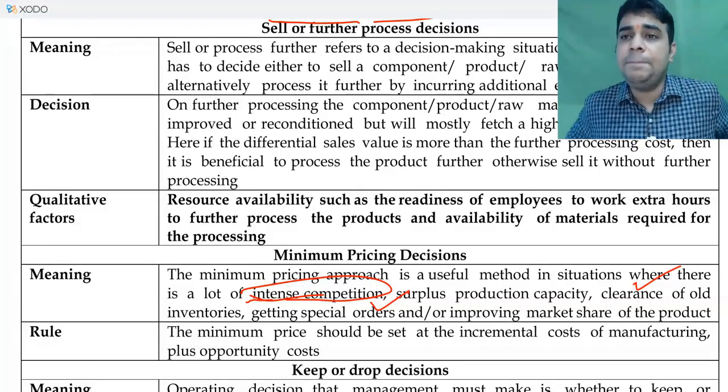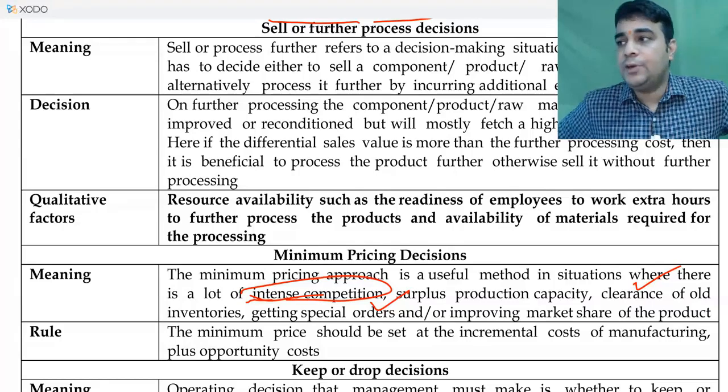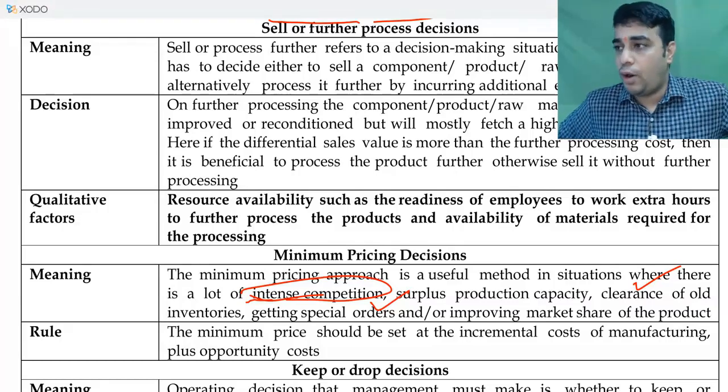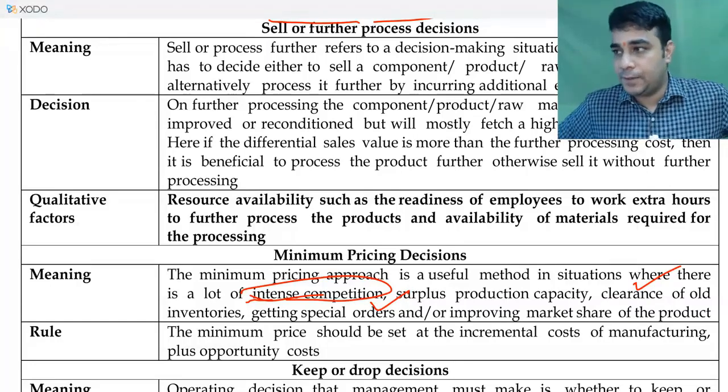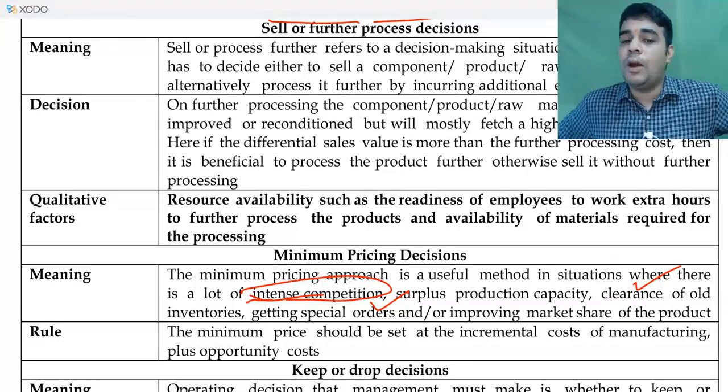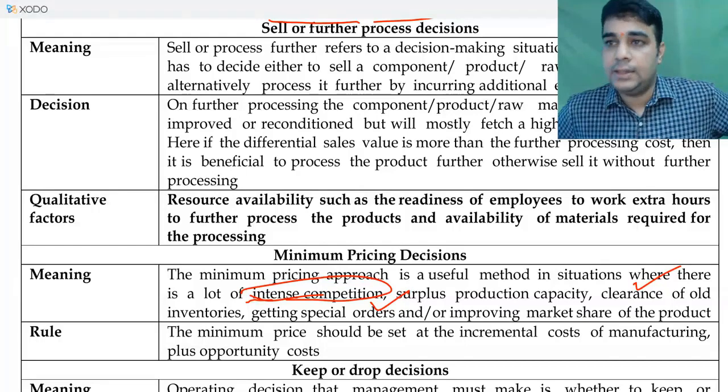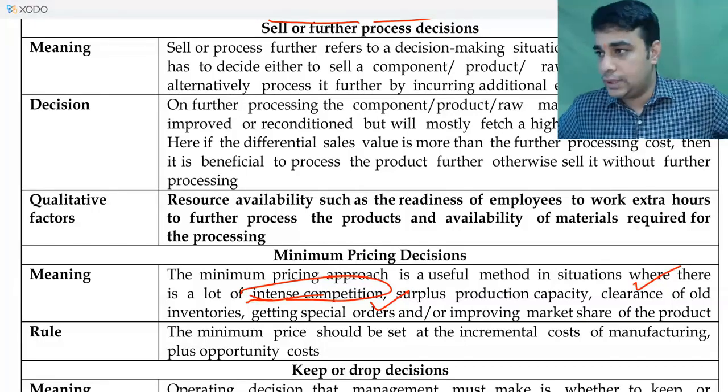Next is keep or drop decision. It could be keeping or dropping a product line of a company. It could be keeping or dropping a department of a company. So keep or drop can also be learnt in line with outsourcing decision.